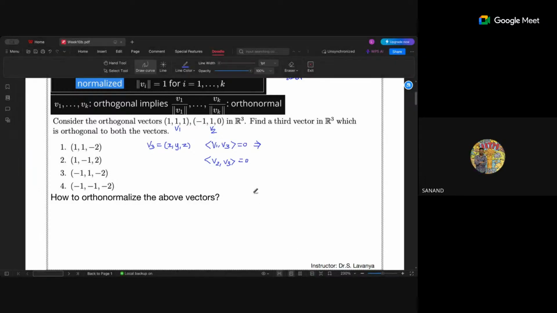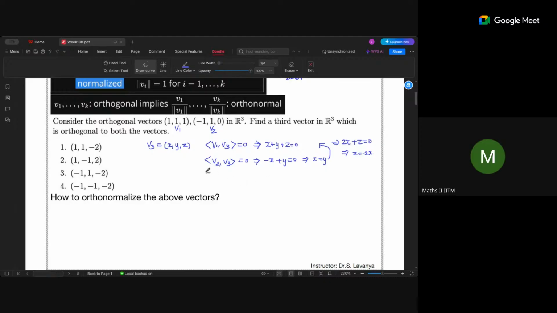x plus y plus z equals 0. Very good. What about the second one? Minus x plus y equals 0. Okay, so now here you have two equations. From this, minus x plus y equals 0 gives you x is equal to y. Now substitute this back here. If we substitute it here, then what will we get? 2x plus z is equal to 0, which implies z is equal to minus 2x.